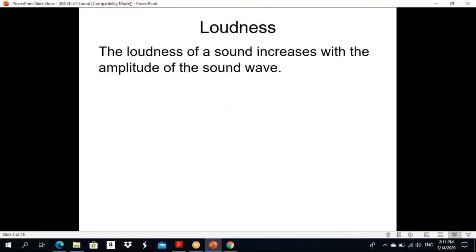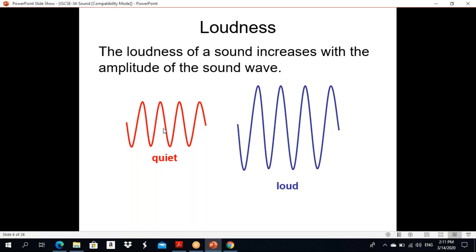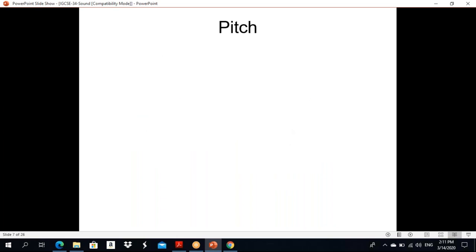And loudness. The loudness of a sound increases with the amplitude of the sound wave. It is directly proportional to amplitude. See, this one is quiet, okay? So the red color is quiet, and the blue color is loud. Louder compared with the red color. So loudness is directly proportional to amplitude. More amplitude means more loudness.